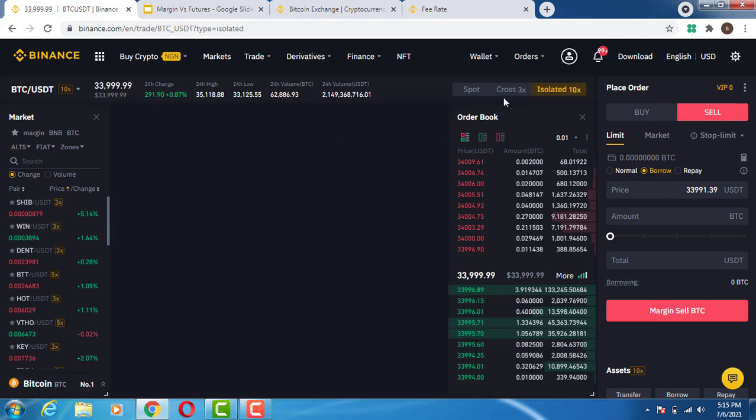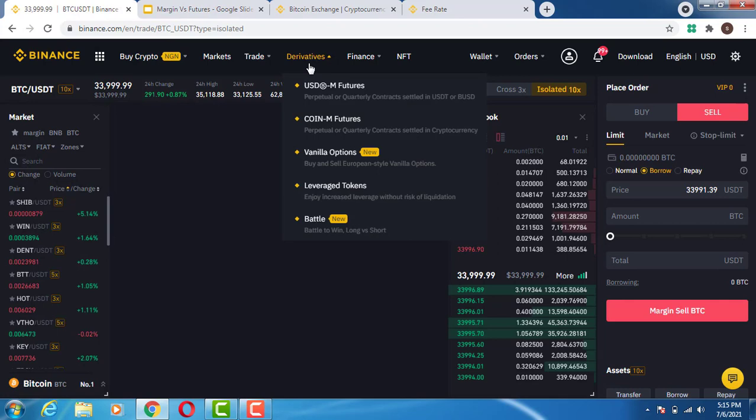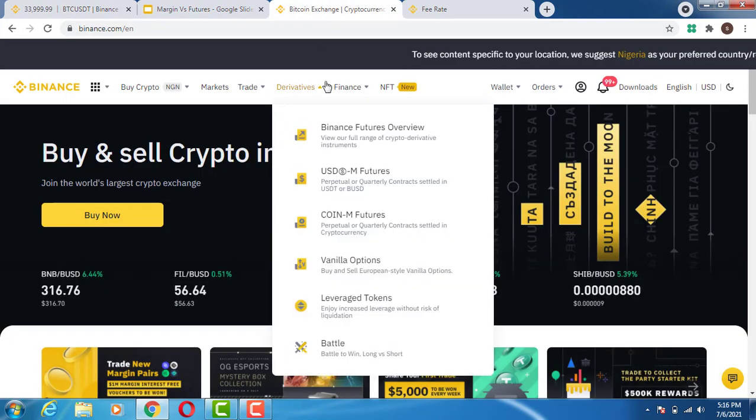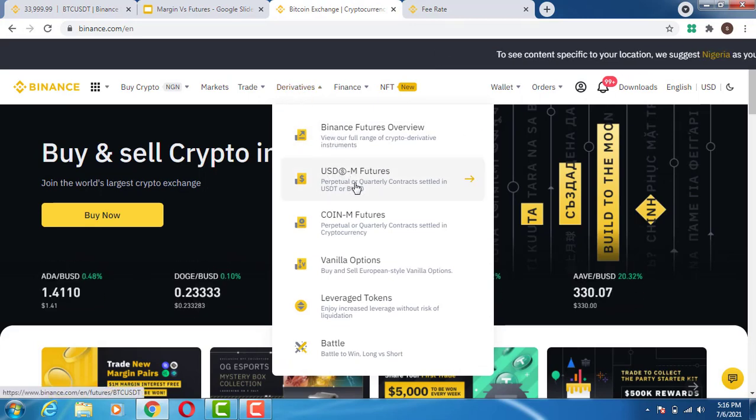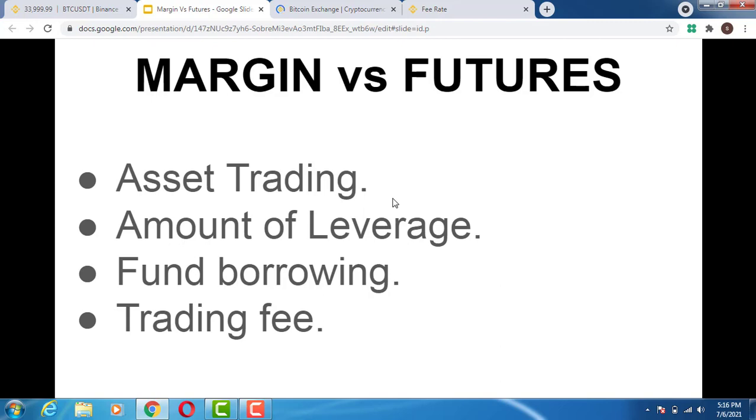That's your margin exchange. Now, still on Binance, if you want to go to your futures market, you go to derivative and then you click on here. I already have one here, so I can quickly go to derivative and then I click on the USDⓈ-M futures. The number one difference between margin trading and futures trading is the asset trading.